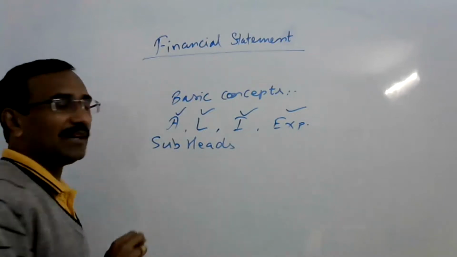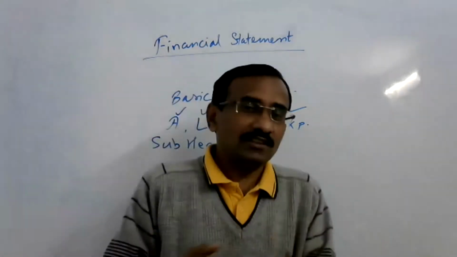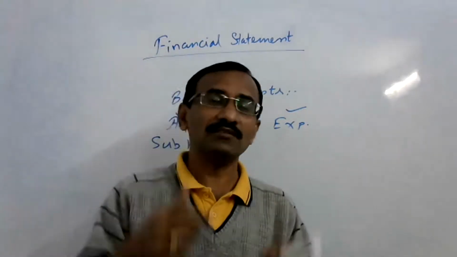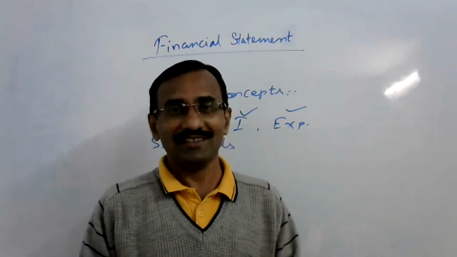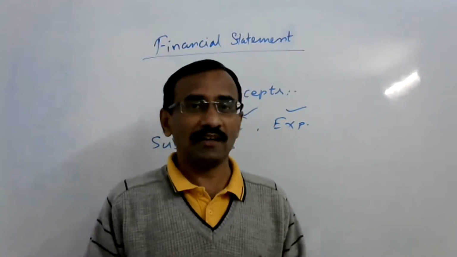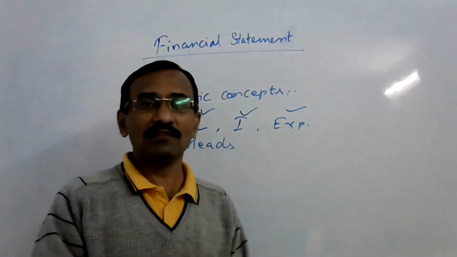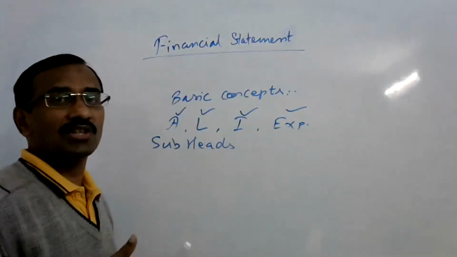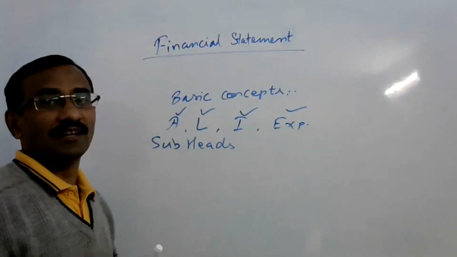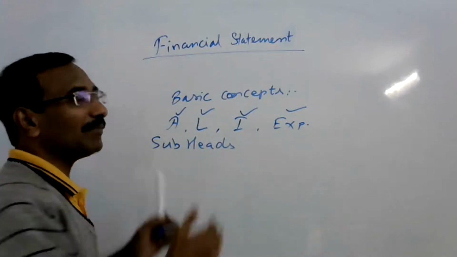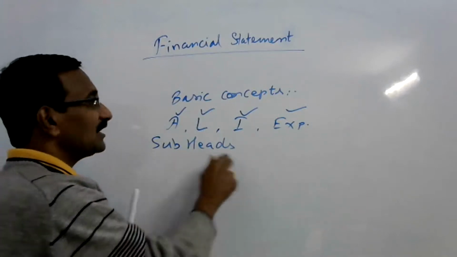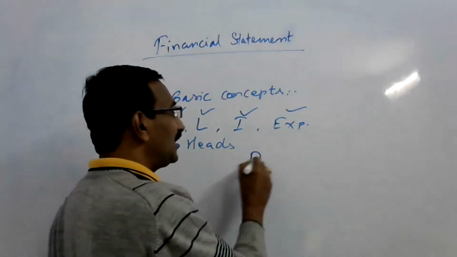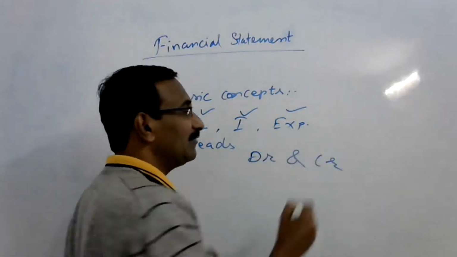Subheads, like sales, which is a subhead of income. Then we saw fixed assets, in which we saw building, furniture, etc. Then if we spend, we saw purchases, rent, wages. These were the subheads according to which we classified and summarized our transactions. And for subheads, we also saw debit and credit. Debit and credit we have learned.